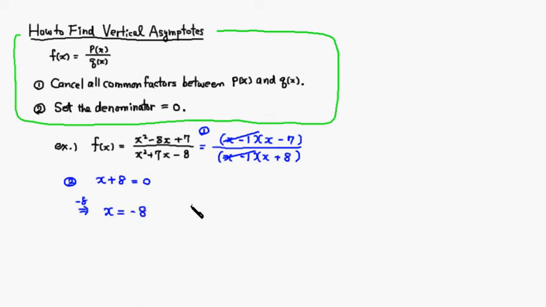Therefore, the vertical asymptote has the equation x equals negative 8. It's tempting to say that x equals 1 is a vertical asymptote, but in this case it's not a vertical asymptote. The only vertical asymptote is x equals negative 8. That's it. I hope that this was clear.